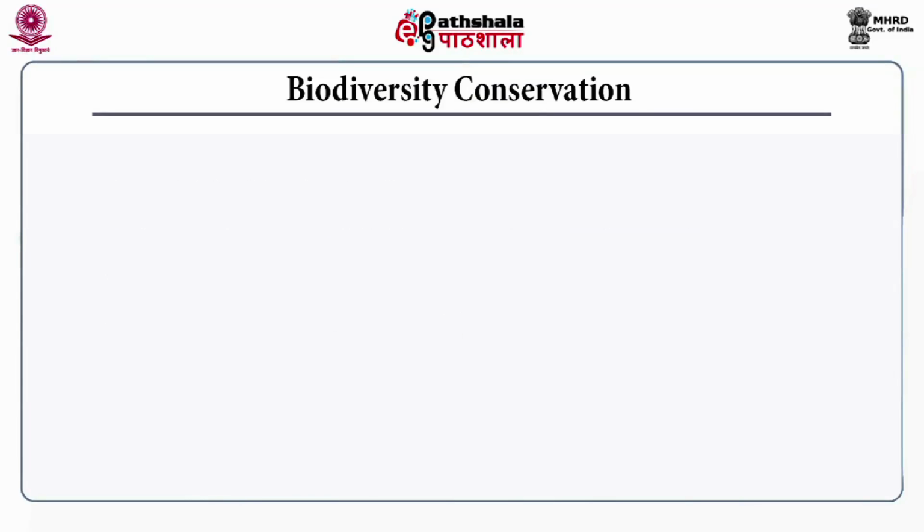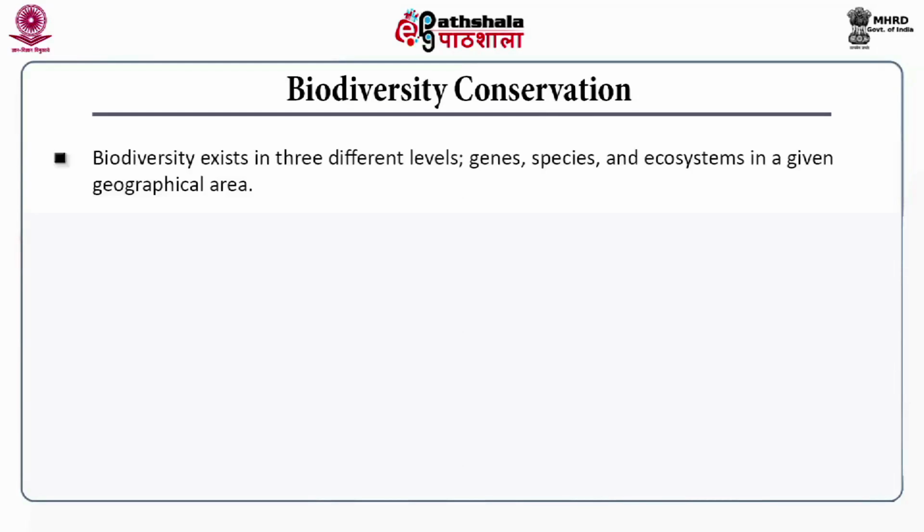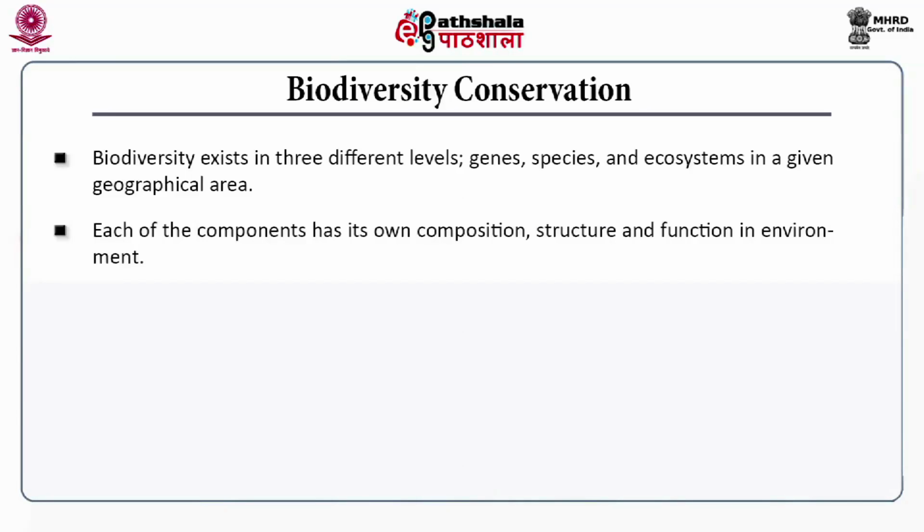First, we will try to know about biodiversity conservation. Biodiversity exists at 3 different levels, which you have studied earlier also. Just to brief, the 3 levels of biodiversity are genetic, species and ecosystem biodiversity in a given geographical area. Each component has its own composition, structure and functions in the environment.